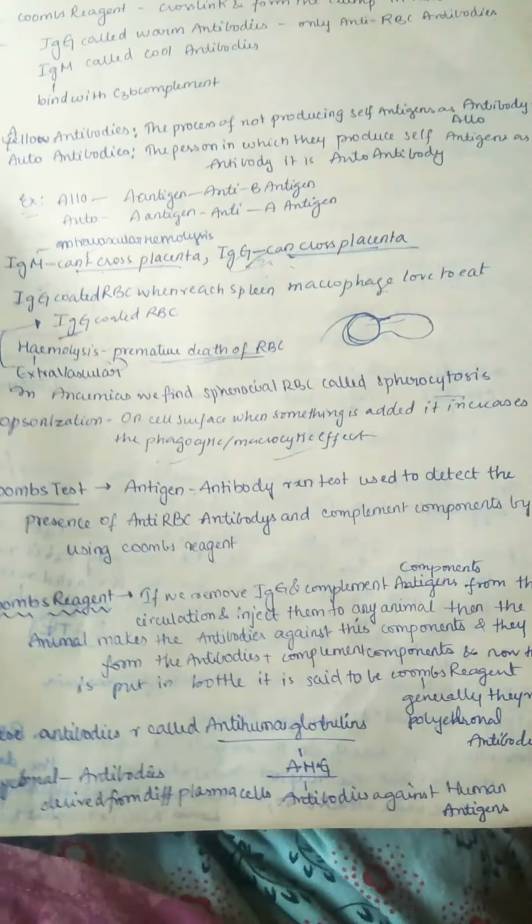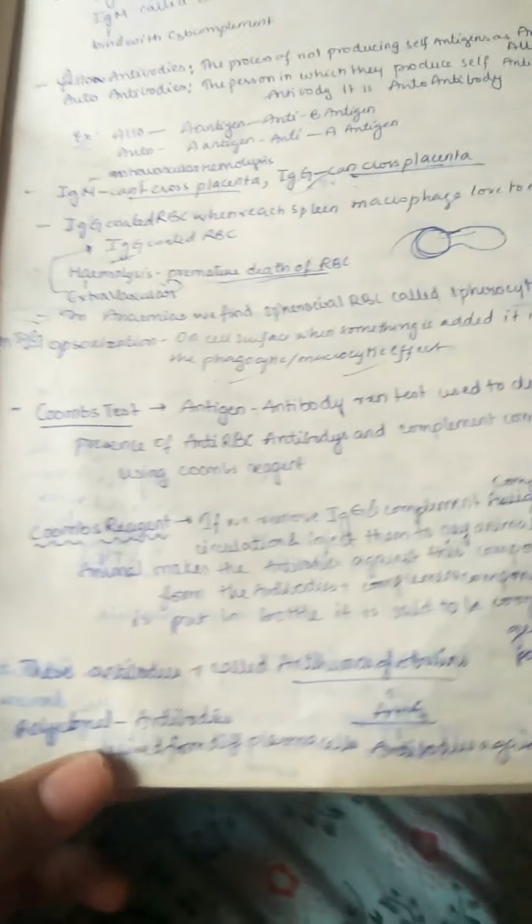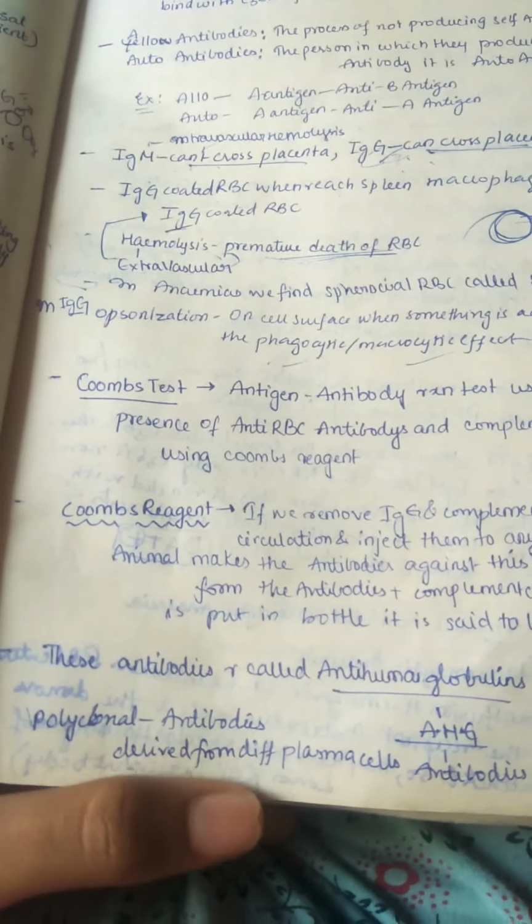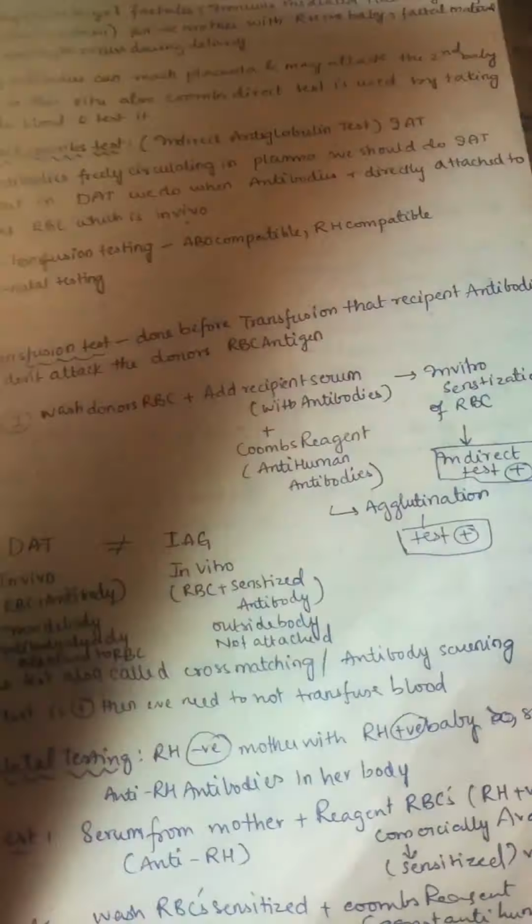They are generally polyclonal antibodies, not monoclonal. These antibodies are called anti-human globulins, or AHG in short form. Polyclonal antibodies are derived from different plasma cells, and antibodies against human antigens are nothing but the Coombs reagent.